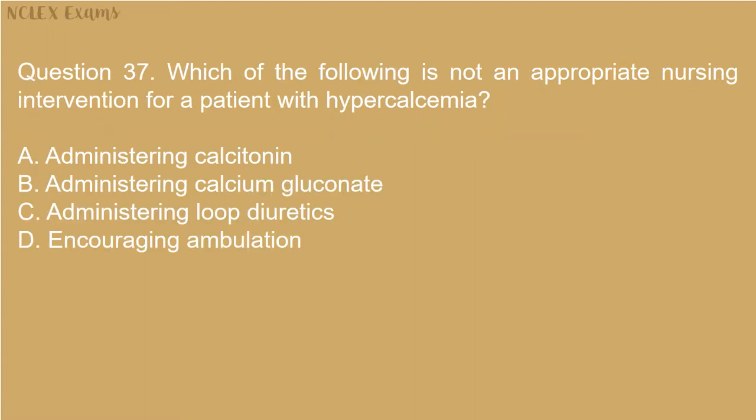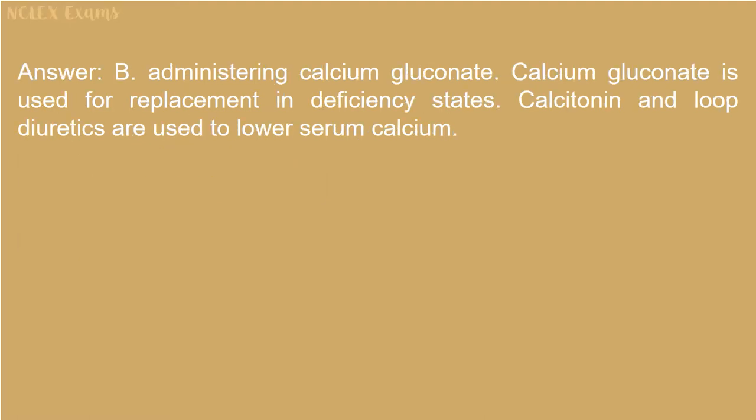Question 37. Which of the following is not an appropriate nursing intervention for a patient with hypercalcemia? A. Administering calcitonin. B. Administering calcium gluconate. C. Administering loop diuretics. D. Encouraging ambulation. Answer B. Administering calcium gluconate. Calcium gluconate is used for replacement in deficiency states. Calcitonin and loop diuretics are used to lower serum calcium.